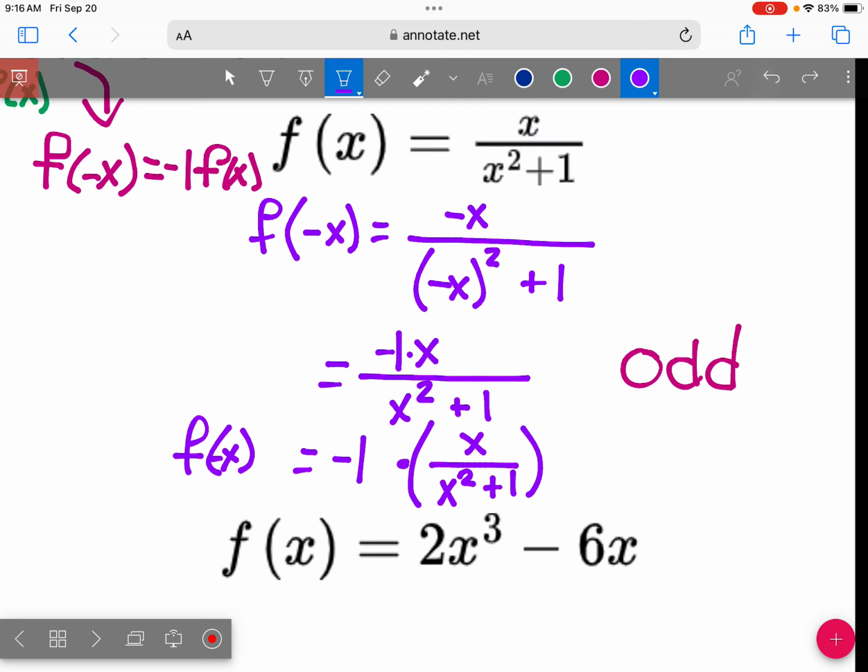That purple is way too opaque. That is hard to read through. There we go. That's better.